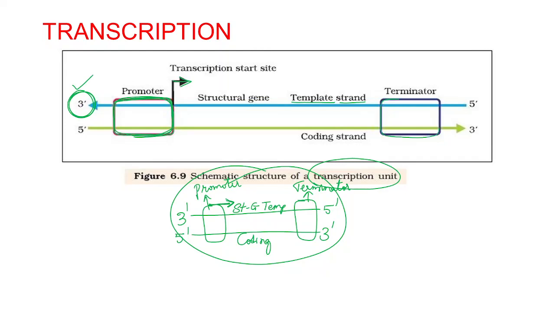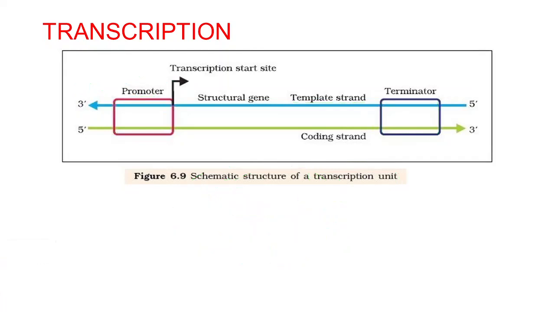The terminator. If you change the polarity here, if you write 5 prime here, the promoter could not be here; this will become the terminator. That is why it is very important to note that if you write 3 prime here, then the next one should be the promoter region, and from left side to right side the direction will be taking place. That means the process of transcription will be taking place.